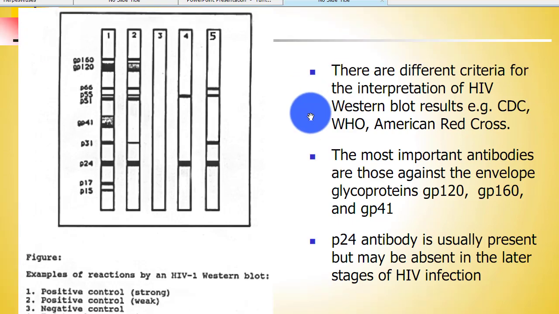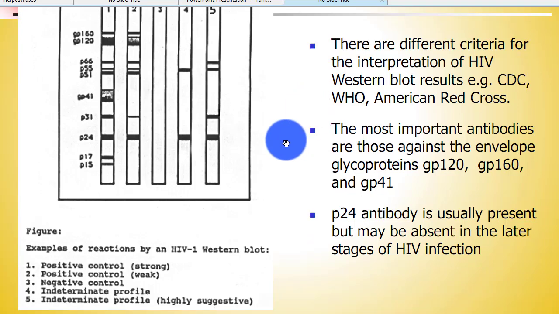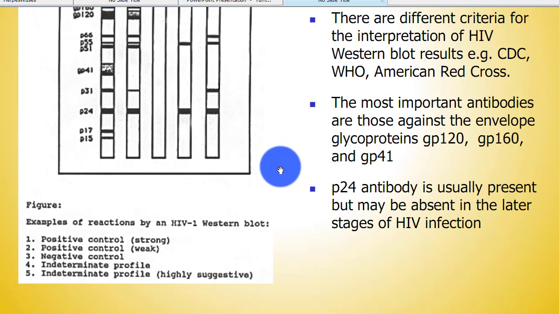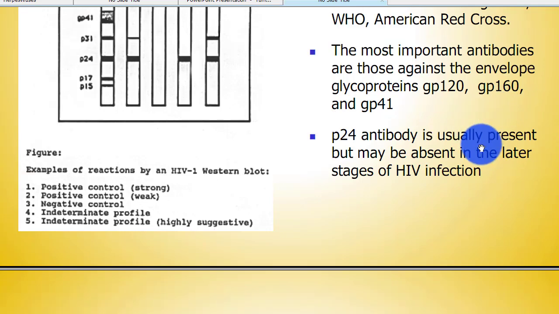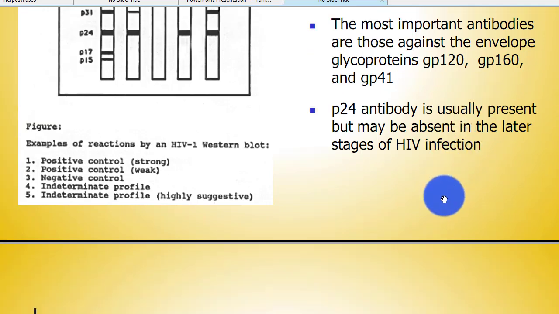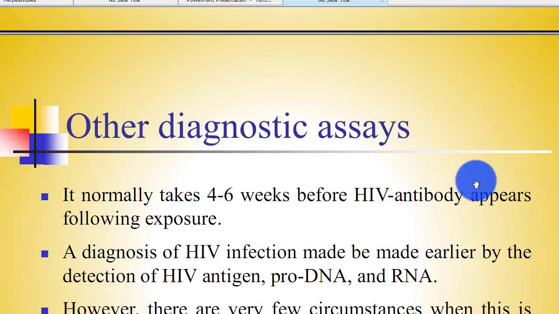There are different criteria for the interpretation of HIV Western blot, including those of CDC and WHO. The most important antibodies are those against the envelope glycoproteins gp120, gp160, and gp41. The p24 antibody is well present but may be absent in later stages of HIV infection.